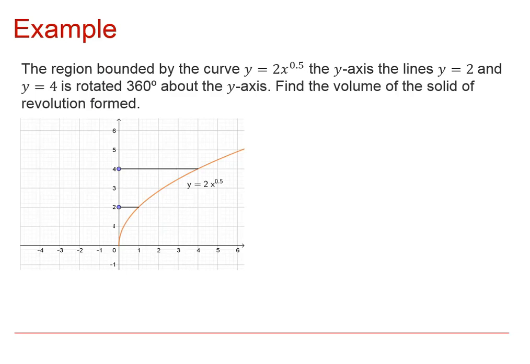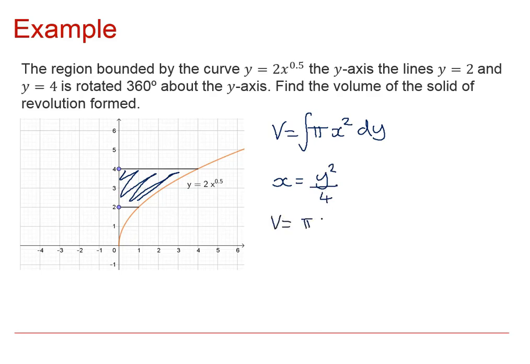So here's an example. We have this region here, which is bounded by the curve y equals 2x to the half and the y values 2 and 4. And it's going to be rotated 360 degrees around the y-axis to find a volume. So the volume is the integral of pi times x squared dy. Now we can see here that we've got the curve y equals 2x to the half, so we're first of all going to need to rearrange that so we've got x as the subject of the formula. When we do that, we get x equals y squared over 4.